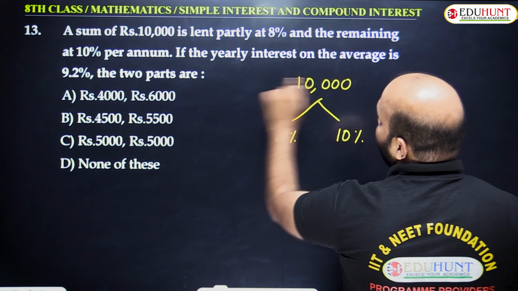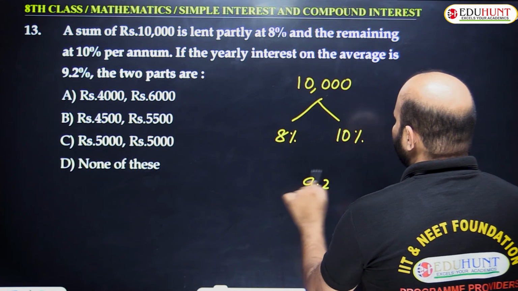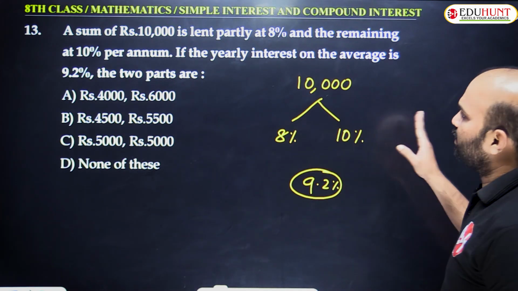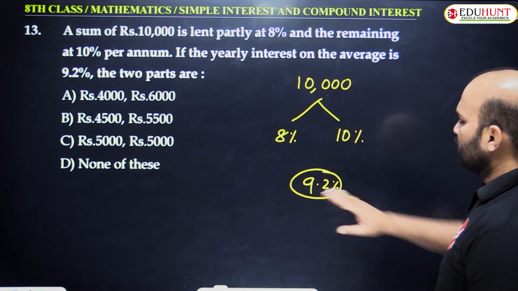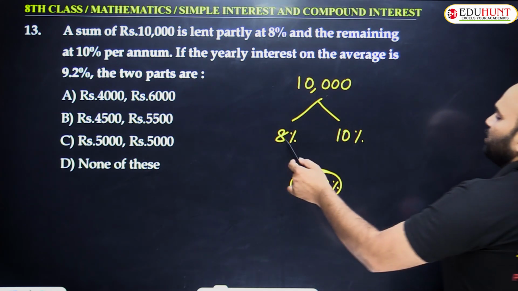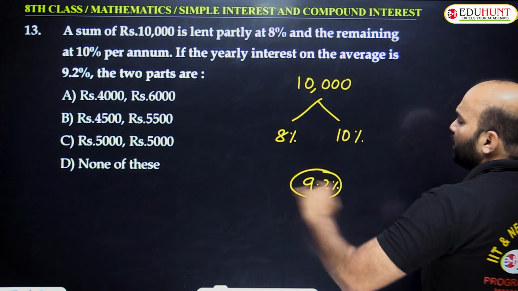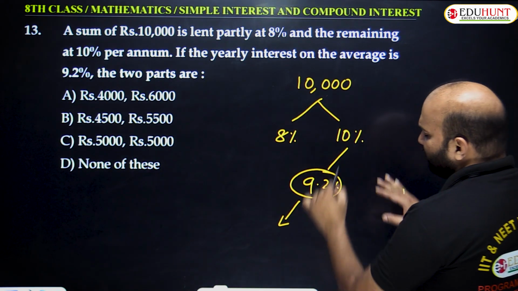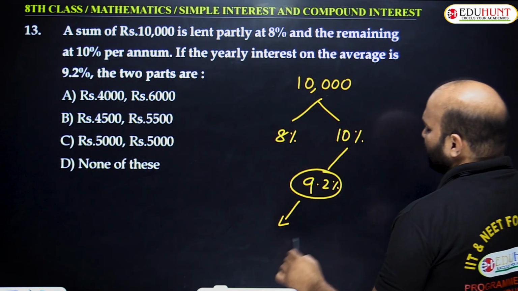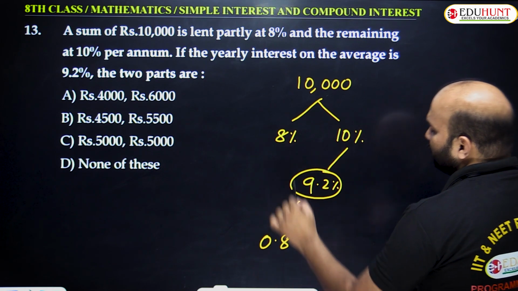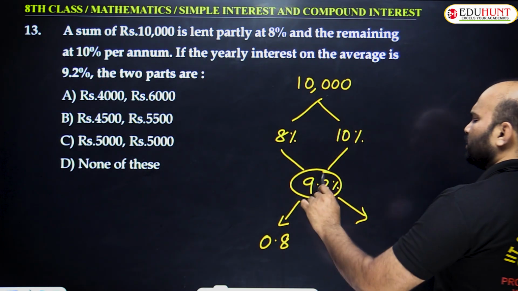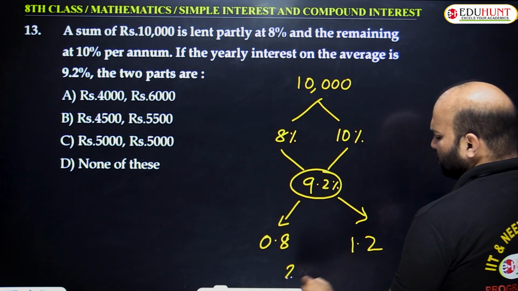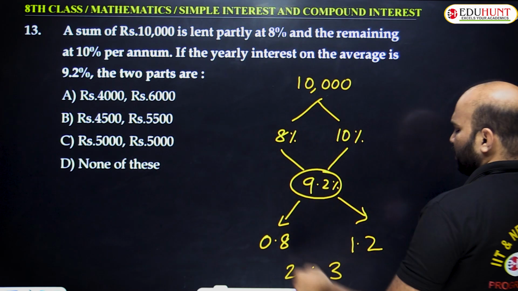The yearly interest average is 9.2. So that is the mean value. So finally, how much average interest are we getting? The first part and second part average interest is equal to 9.2. This is the mean value according to allegation. So among the three, which one is dearer? 10% is the dearer, so the right side is dearer. D minus M, I apply first in that cross. 10 minus 9.2, nothing but 0.8. So what is the other side? 9.2 mean minus cheaper, nothing but 1.2. So what is the ratio? 2:3. So 10,000 total can be divided in the ratio 2:3.